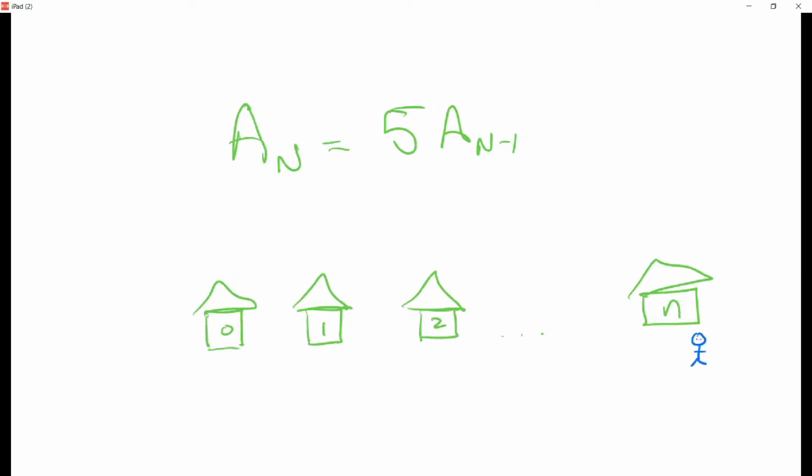And I want to know, what is the number here? And to figure out the number here, I have to look back to the number here, n minus 1. And so I'm just standing there, and I say, okay, I'll take whatever's here. So whatever is over here, I'll multiply it by 5 to figure out what's here. So that's my perspective in that case.